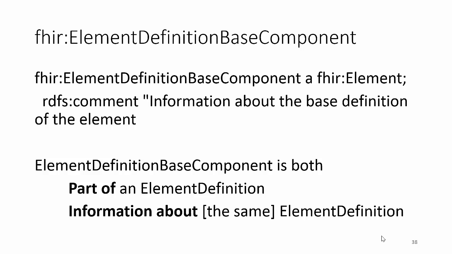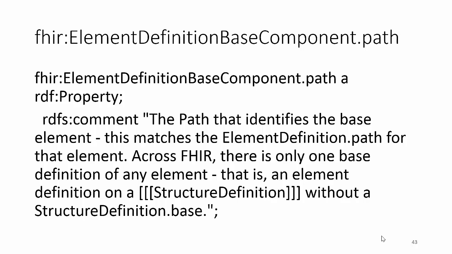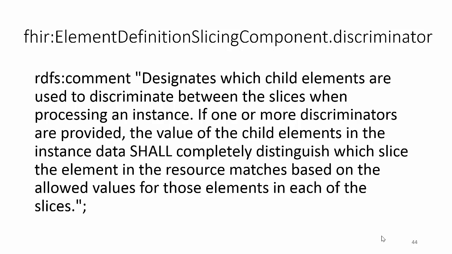All right, so then we have element definition base component path, which is defined again. The path, we don't know what a path is, that identifies the base element, which matches the element definition path. Now, I believe another problem here is redundancy. So we have element definition base component paths, and we have element definition paths. These two should be defined in such a way that one is a special case of the other. But there's no attempt to do anything like that. Instead, we have matching, which sounds like redundancy. Why do we have both? And then we have, now this is really nice, I have no idea what it means. Element definition slicing component discriminator.